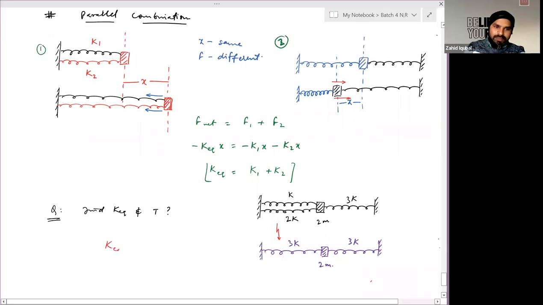So K equivalent now becomes 3K plus 3K, that is 6K. Time period equals 2 pi root under m by k. We have mass as 2m and k equivalent as 6k. So on solving, you'll get 2 pi root under m by 3k.